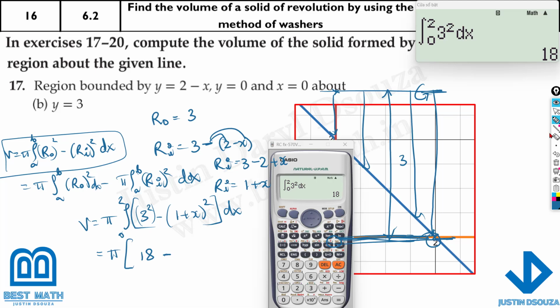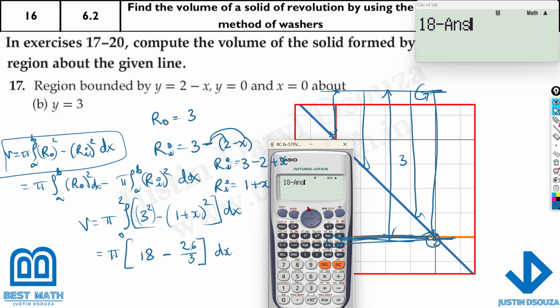Minus, what is the second part? Here, instead of 3 squared, I need to put brackets, 1 plus x, close the bracket, and it's already squared. It's 26 by 3, so it's 26 by 3 dx. Now then, you can simplify it, you can solve this together. 18 minus 26 by 3, which is saved. The answer is 28 by 3.